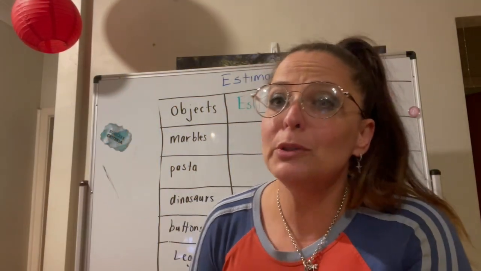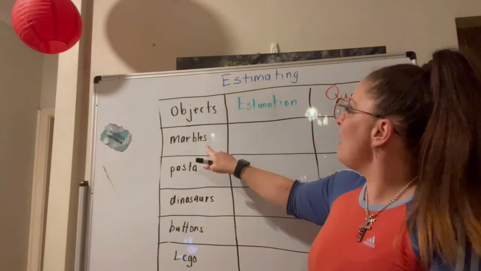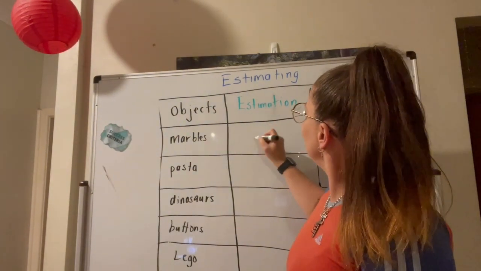Now, boys and girls, the first objects that I'm going to estimate are marbles. So, I've written marbles in my table and I'm going to estimate how many there are very quickly just by looking. I estimate that there are 20 marbles, so I'm going to write that in my table. Estimation marbles 20.